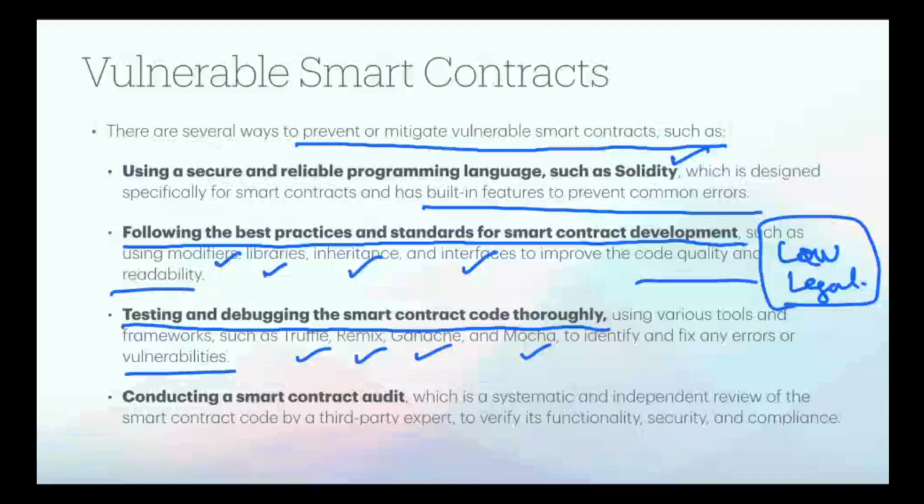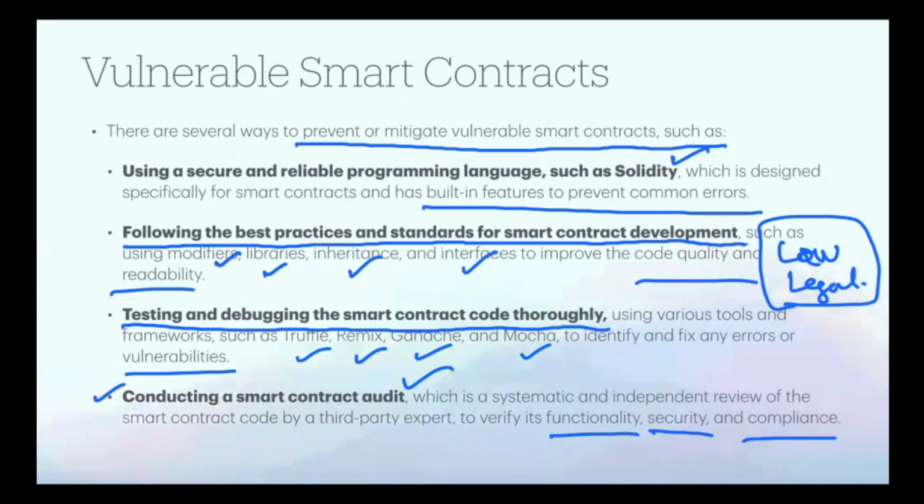Then, conducting a smart contract audit. Auditing is also preferred for smart contracts, which is a systematic and independent review of the smart contract code by a third-party expert to verify its functionality, security, and compliance. That's how the smart contract won't be vulnerable.